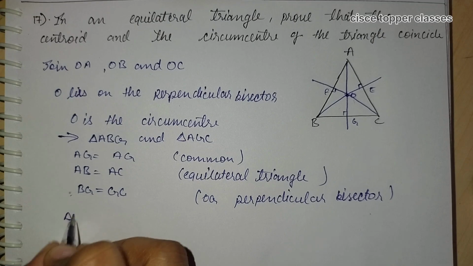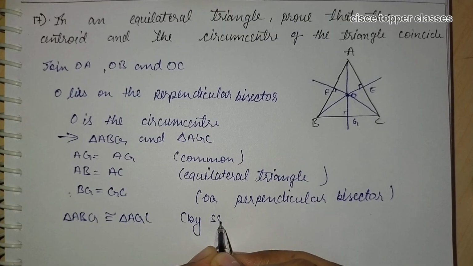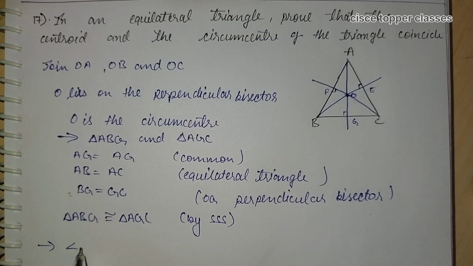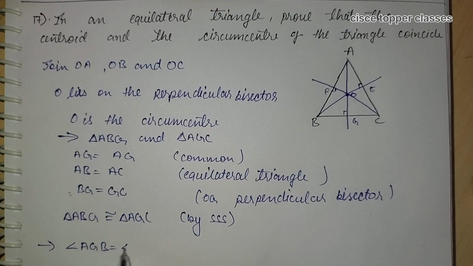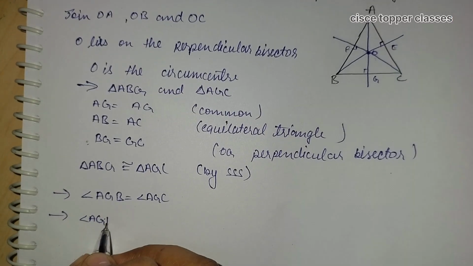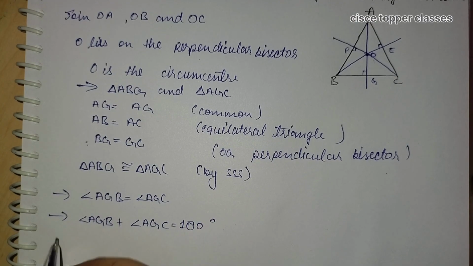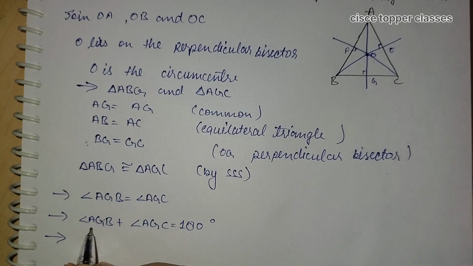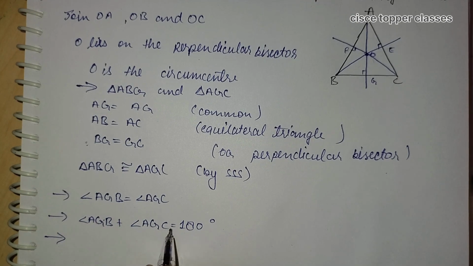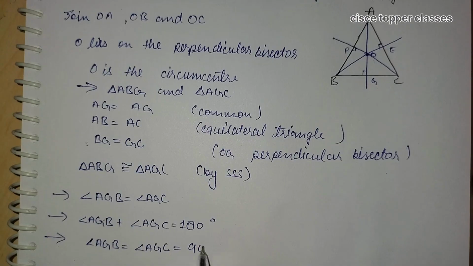And now we have triangle ABG congruent to triangle AGC by the SSS rule of congruency, and from that, by CPCT, we can prove that angle AGB is equal to angle AGC. And as BC is a straight line, we can simply write angle AGB plus angle AGC is equal to 180 degrees. So as AGB and AGC are equal, each is 90 degrees, that is, angle AGB is equal to angle AGC, which is equal to 90 degrees.